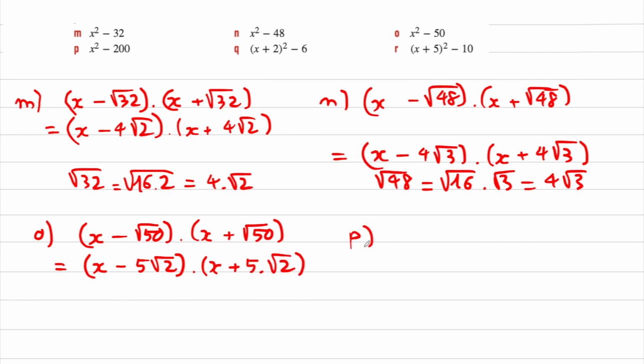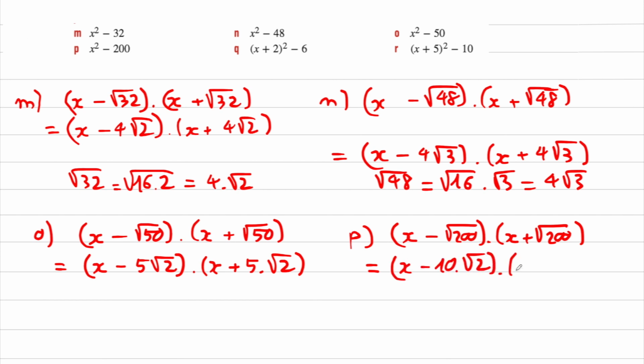About P, 200. 200 means 100 multiplied by 2. The first bracket will be here and the second will be by this one. And square root of 100 multiplied by 2 means 10 multiplied by square root 2. And the next one is plus 10 multiplied by square root 2 here.